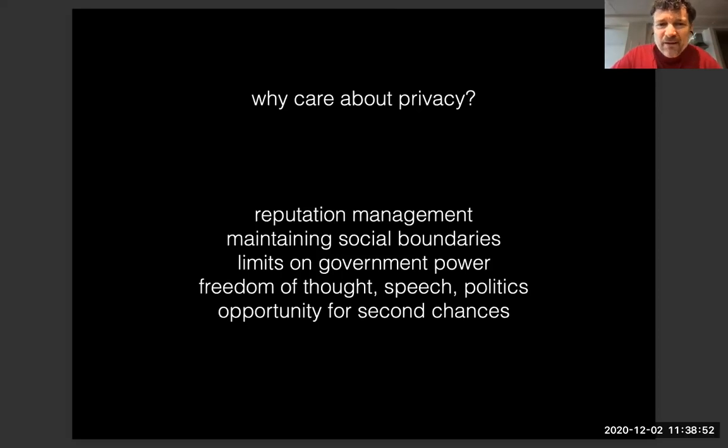Why might you care about privacy? One reason is maintaining social boundaries. I don't necessarily want everyone to know everything about me. Different people, I disclose different things because that's the nature of the relationship. Another reason is limits on power. It's about the power of the government over me. If they know that I am a minority, are they going to discriminate against me? If I own a gun, are they going to come confiscate it? Or it might be about limits on commercial power, what companies could do, how they might try to influence me or treat me if they know things about me. It might be about freedom of speech, of thought, of politics, of opportunities for second chances.